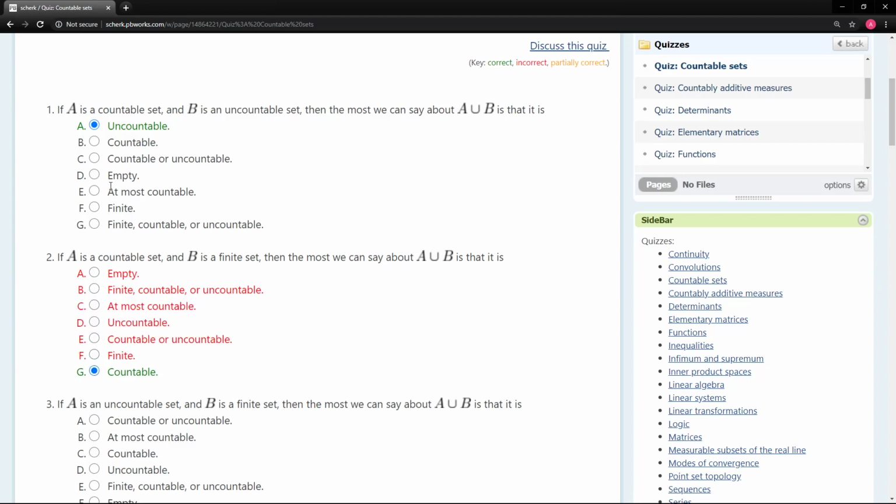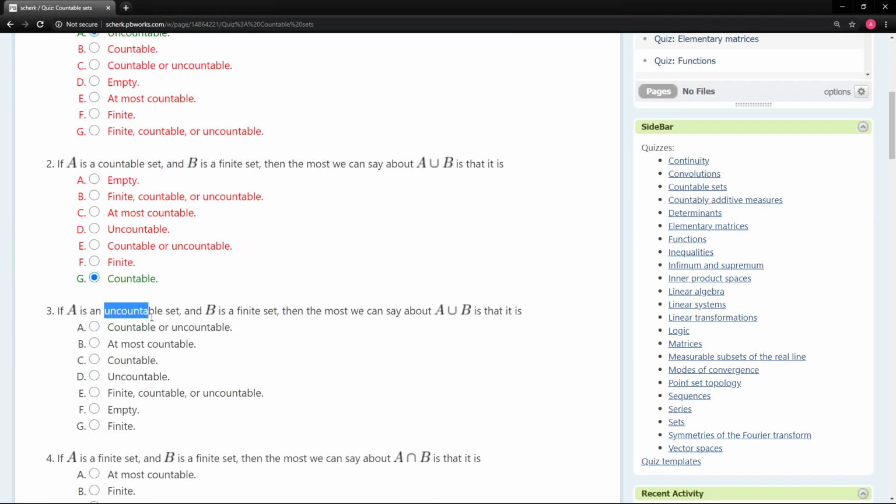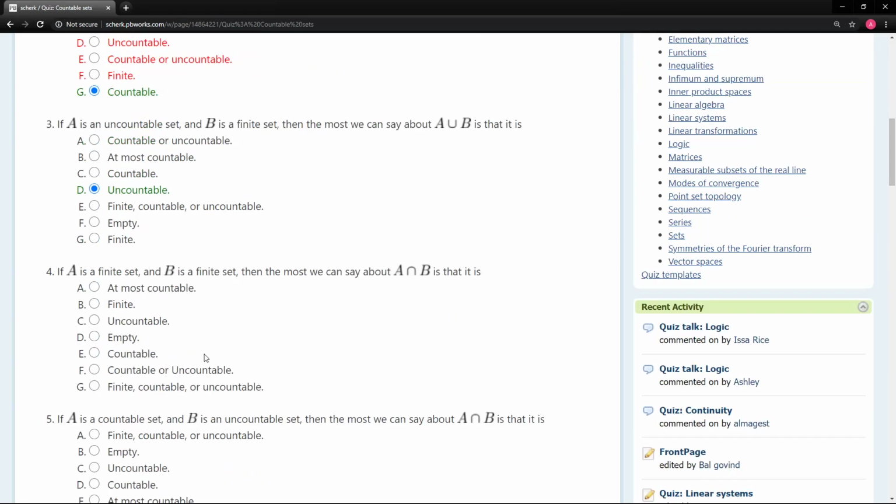Okay, so all the other answers were at, okay. If A is uncountable and B is a finite set, then the most we can say about A union B. I read these without thinking. So we have uncountable and we have finite. Again, it's going to be the bigger thing, uncountable. Okay, so far so good. This is obvious, I think.